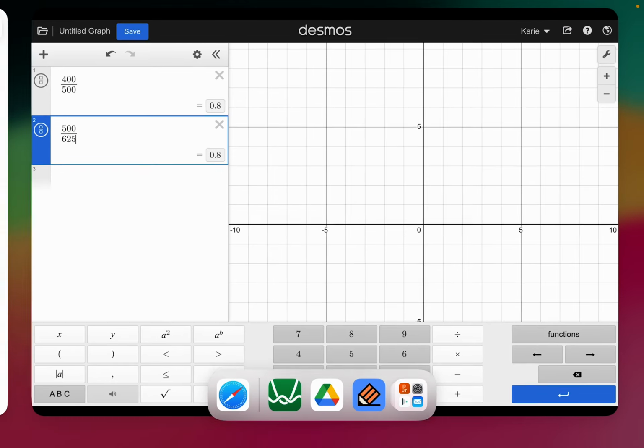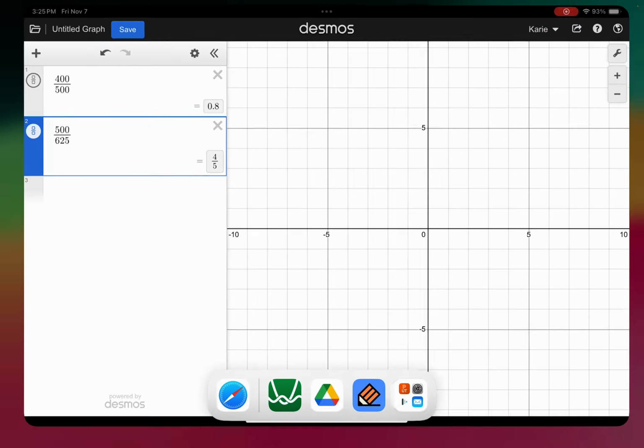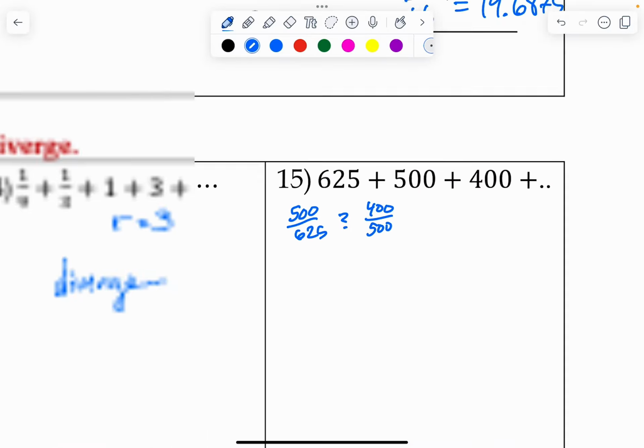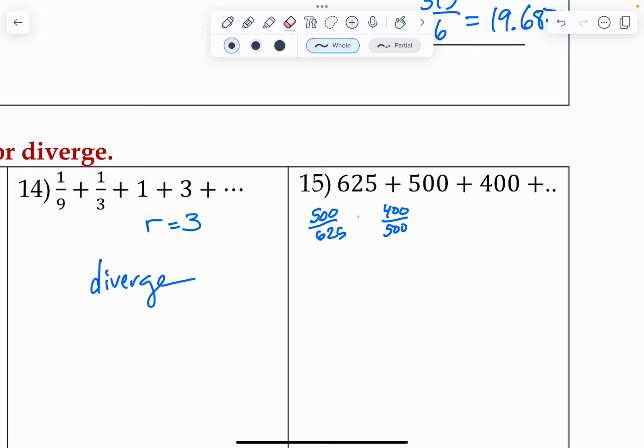Okay, and that R value is 0.8 or 4/5, would be how I would prefer to write that. So do they equal? Yes, they do equal each other, and they equal 4/5, which is less than 1, which is good, so this will converge.